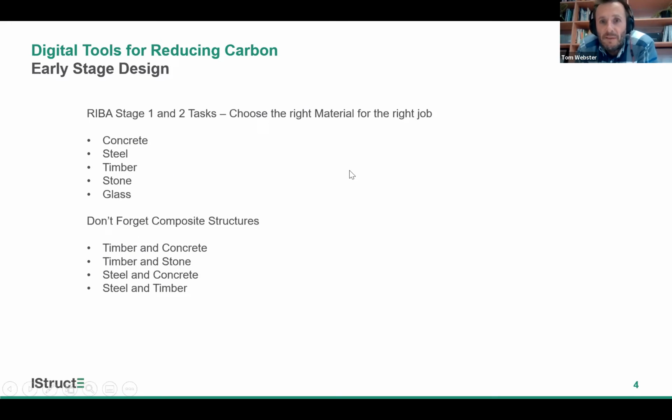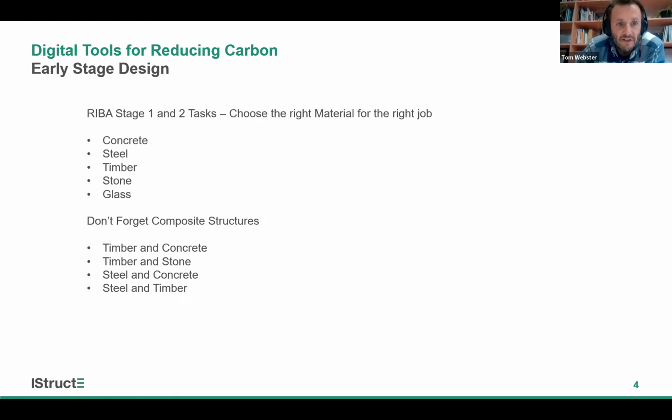I'm a big believer in choosing the right material for the job. Nobody is naive enough to think that if the whole industry changed to building in timber tomorrow, there would be enough timber to supplement the whole world's design needs. So what we need to get to is understanding which materials are the right materials for the right jobs.